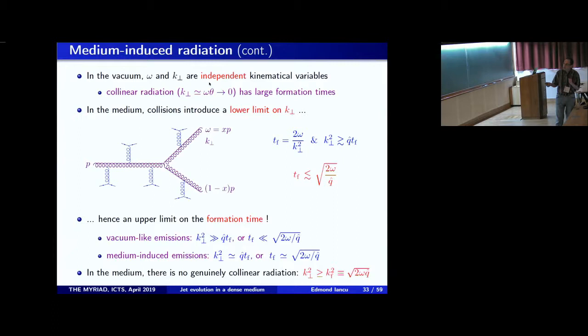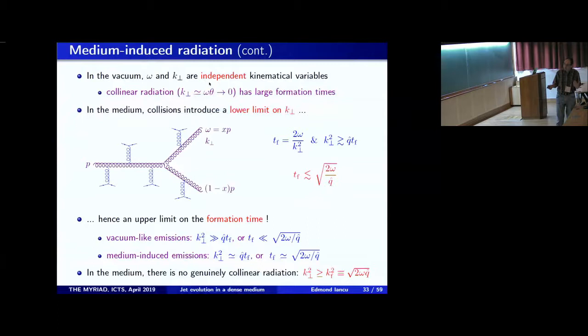Then you have a simple equation for tf as a function of omega. So this upper limit is a function of omega alone. This upper limit would be the formation time for medium-induced emissions. In case k perp squared is exactly q hat tf, which means that essentially the whole momentum of the produced particle comes from the scattering during the formation time, the formation time reaches its maximal value, which depends on the energy alone, because now k perp is not an independent variable. K perp is fixed by the collisions in the plasma during the formation time.